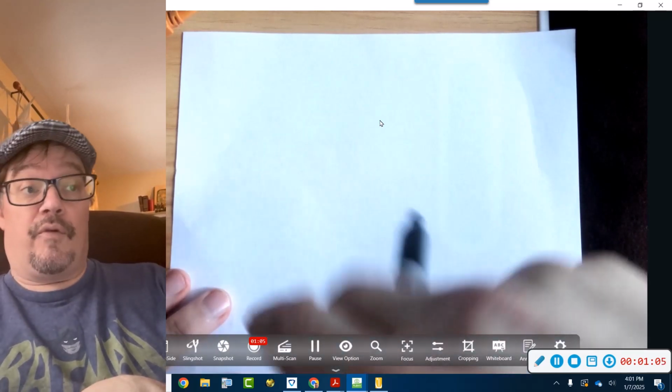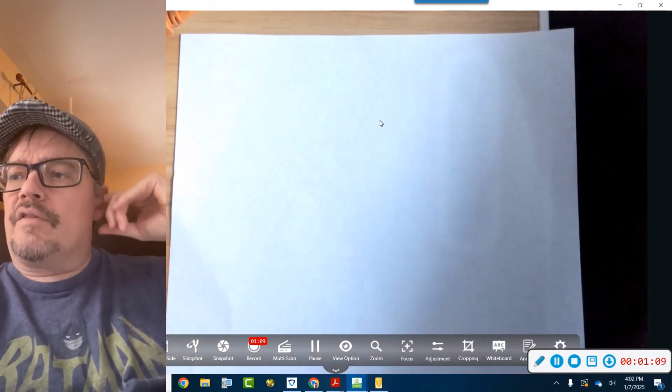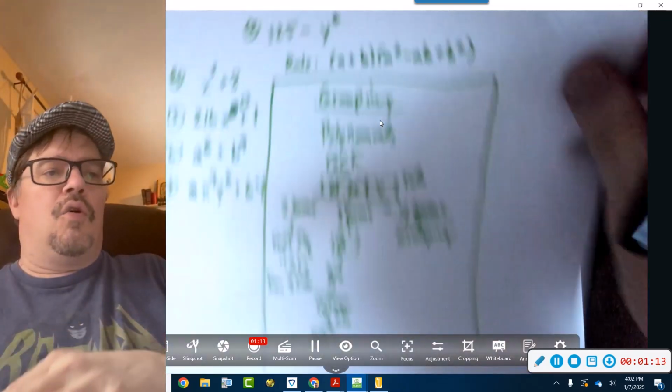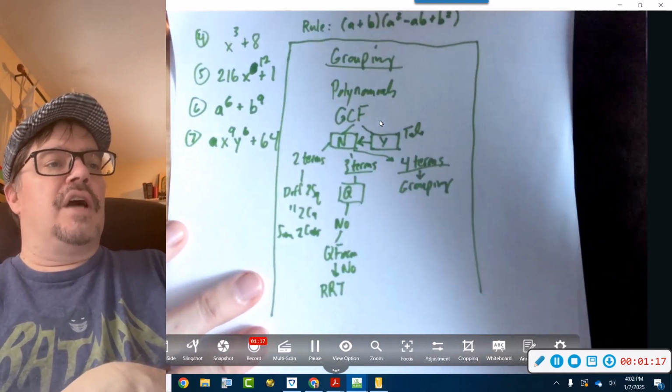This topic that we're going to go over right now is called factoring by grouping. What I want to do real quick is go over this little tree here. This is very rudimentary. Jot it down real quick.